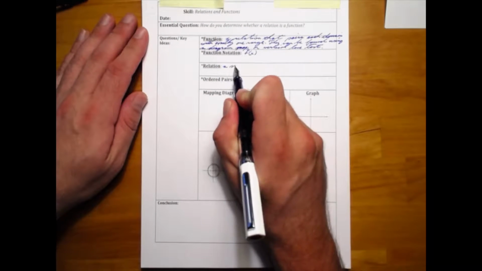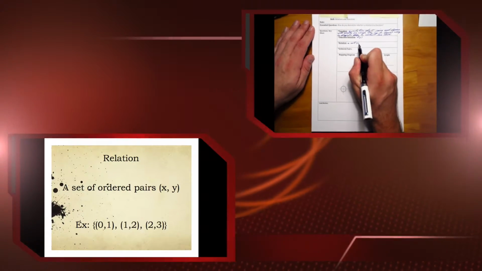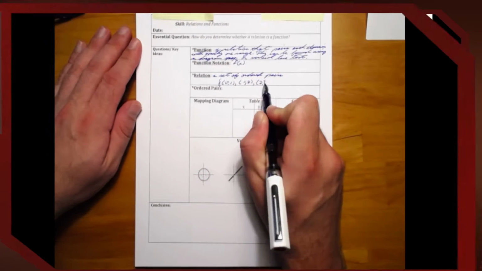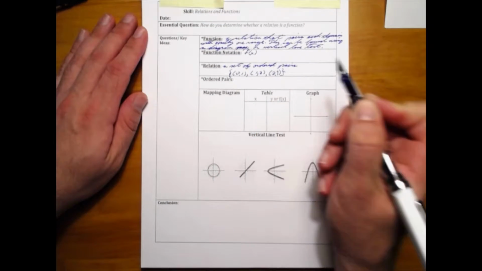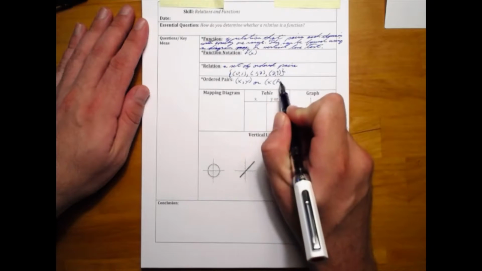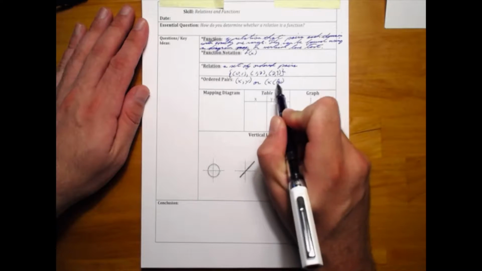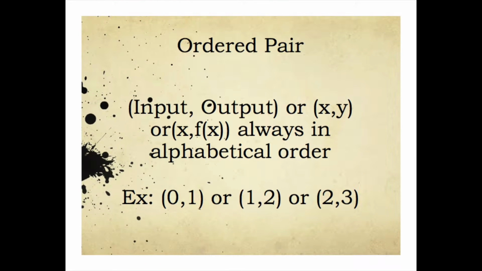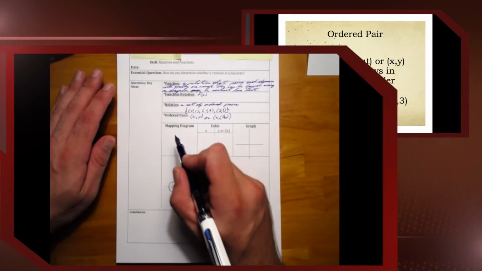Now, a relation is a set of ordered pairs that come in braces, or those squiggle brackets, where they're paired as x's and y's. Ordered pairs are x comma y, or we might look at it as x comma f of x if we were being a little fancier. These always come in alphabetical order.